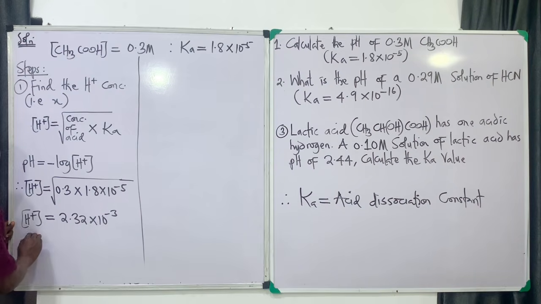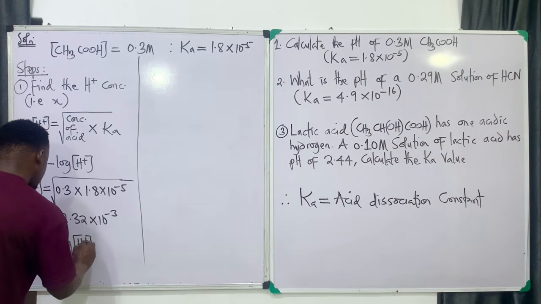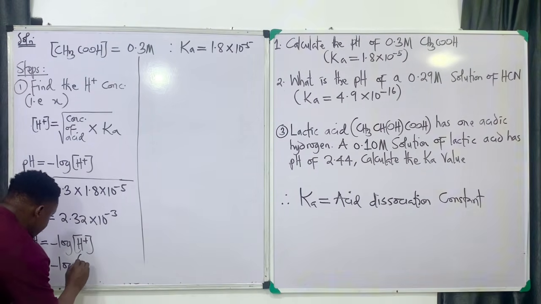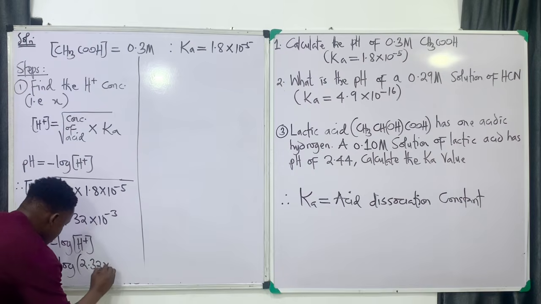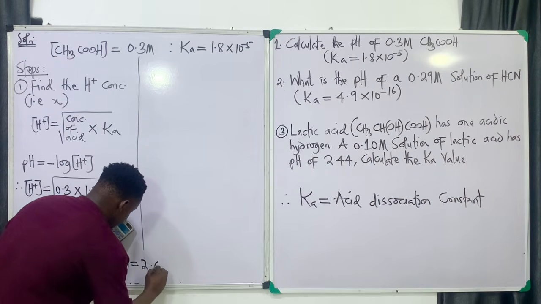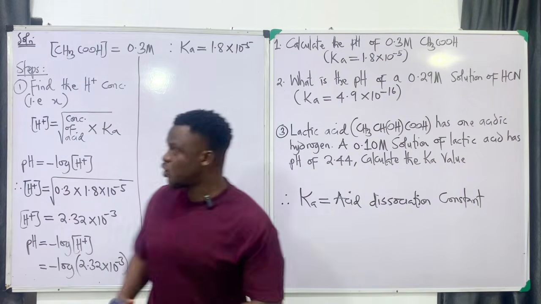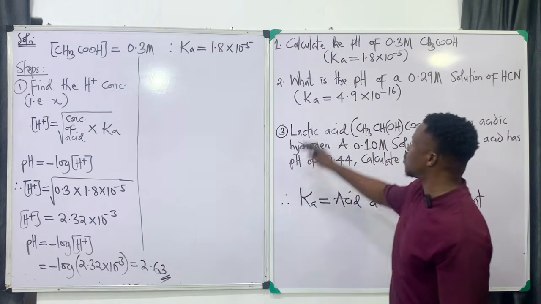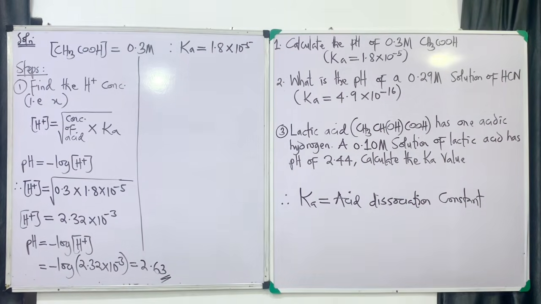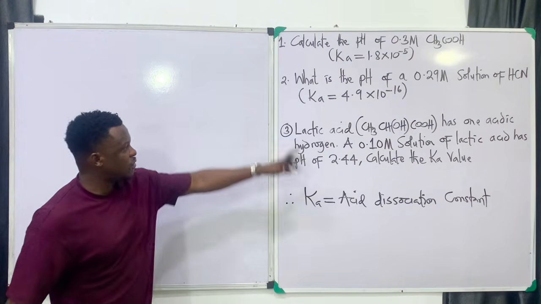So pH will now be negative log of this, which is 2.63 approximately. So this is the short method. So we're going to use that to solve the second one. We're going to just use that short method to solve for this.